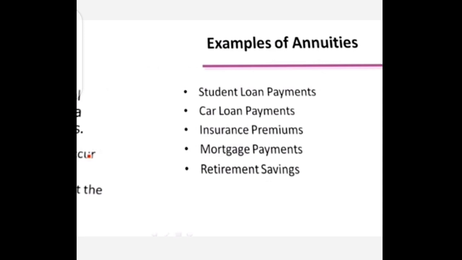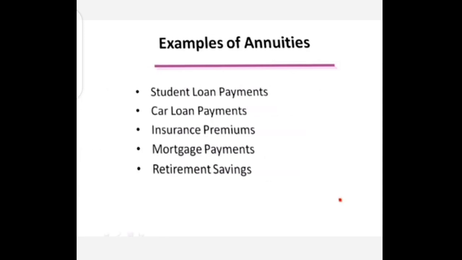So what are the examples of annuities? There are student loan payments, like we take student loans and we pay a certain amount on the basis of months or on the basis of years. Similarly, we purchase car loans, so we make payments annually or monthly. Insurance premiums, mortgage payments, retirement savings, those are all examples of annuities.